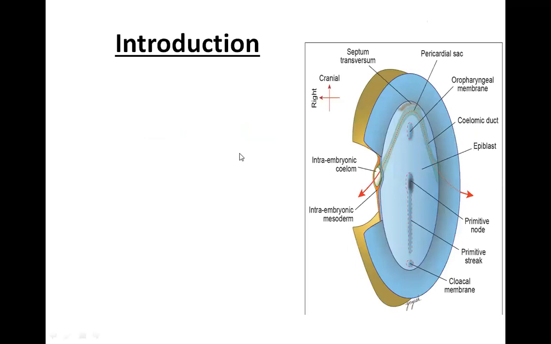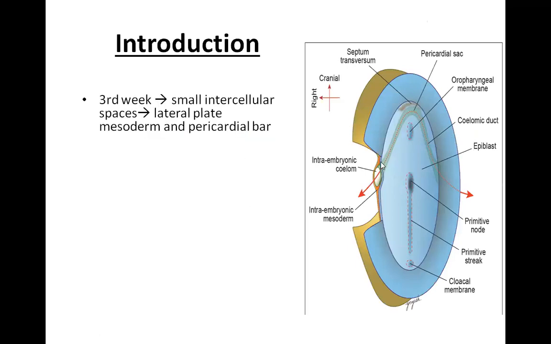So this is a trilaminar germ disc. Over here you can see this is a third week embryo, and there is a development of small intercellular spaces in the lateral plate mesoderm, which has given rise to the formation of intraembryonic coelom. So over here, these are the two limbs of the intraembryonic coelom communicating with the chorionic cavity.